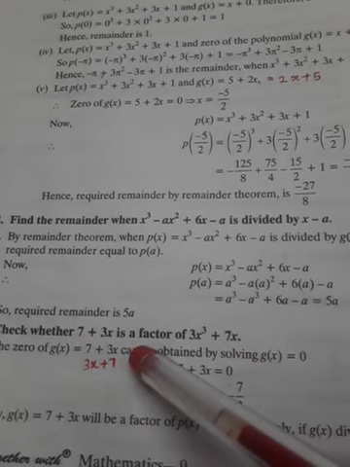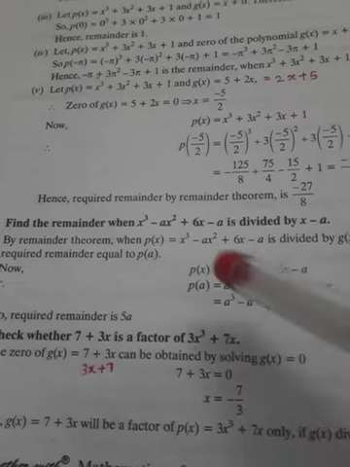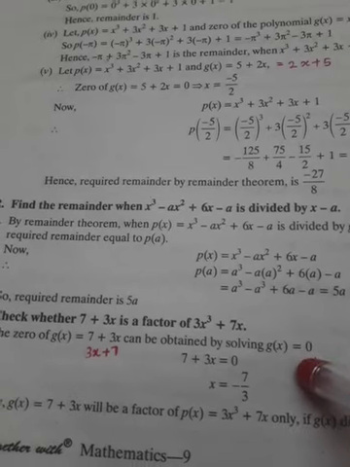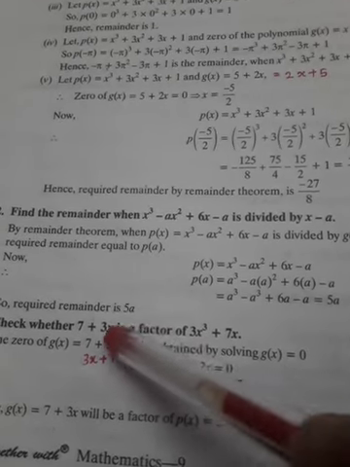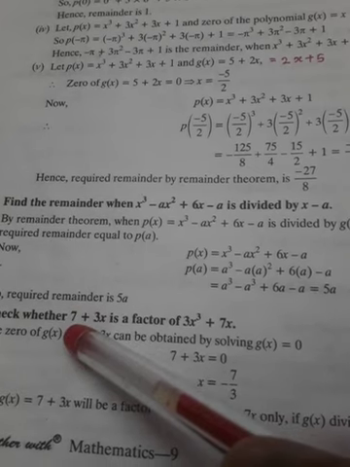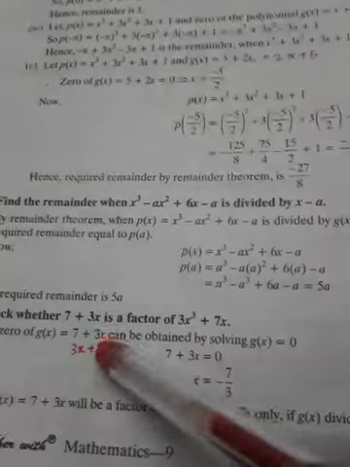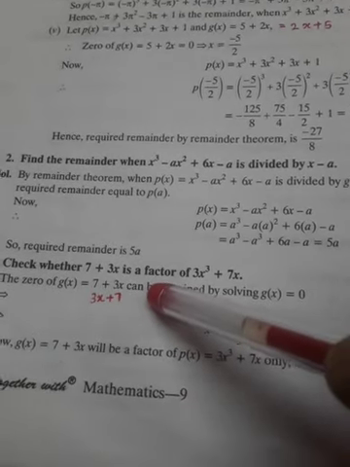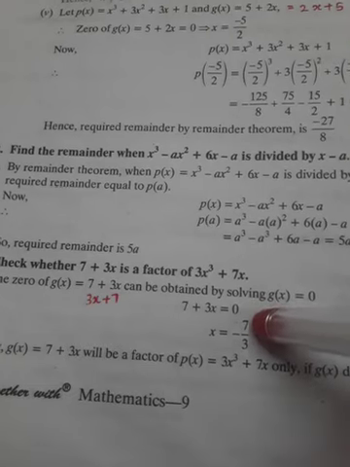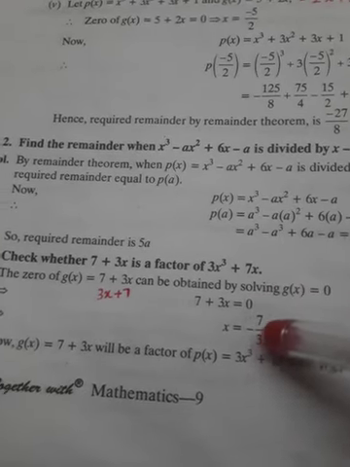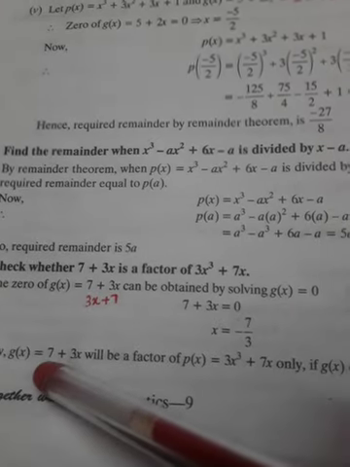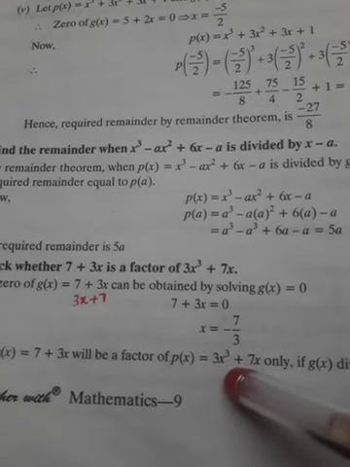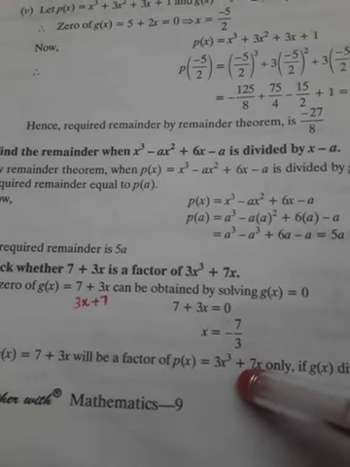Then next question is, check whether 7 plus 3x is a factor of 3x cube plus 7x. If 7 plus 3x is a factor, then the remainder will be 0. So here we need to check whether the remainder is 0 or not. Here the divisor is given as 7 plus 3x. So we can rearrange it as 3x plus 7. Then what will be the remainder? Negative b by a. That is negative 7 by 3. Okay. So here we need to find what is the remainder. That will be P of negative 7 by 3.